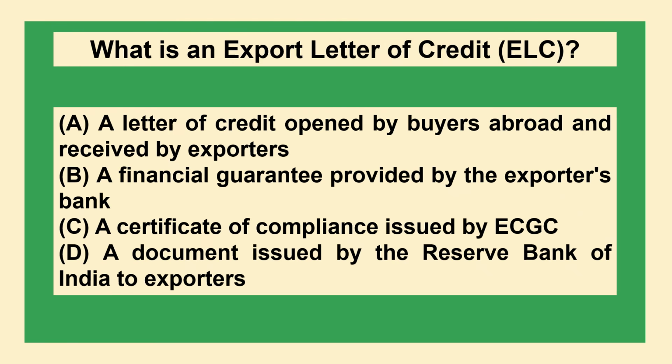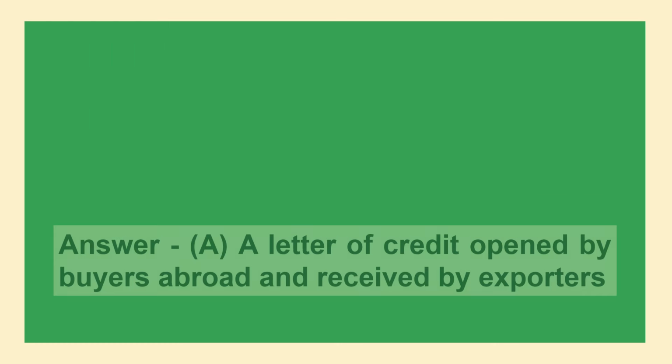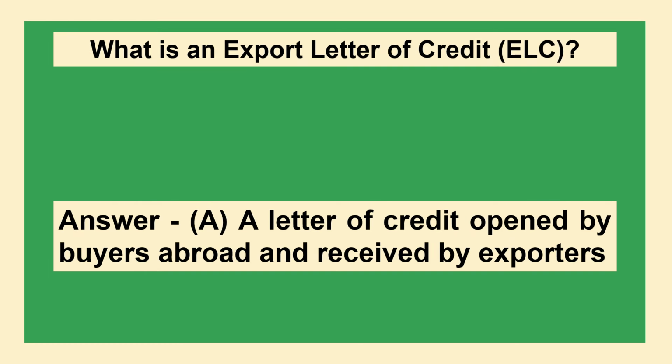What is an export letter of credit, ELC? Option A, letter of credit opened by buyers abroad and received by exporters. Option B, a financial guarantee provided by the exporter's bank. Option C, a certificate of compliance issued by ECGC. Option D, a document issued by the Reserve Bank of India to exporters. The answer is option A, letter of credit opened by buyers abroad and received by exporters.